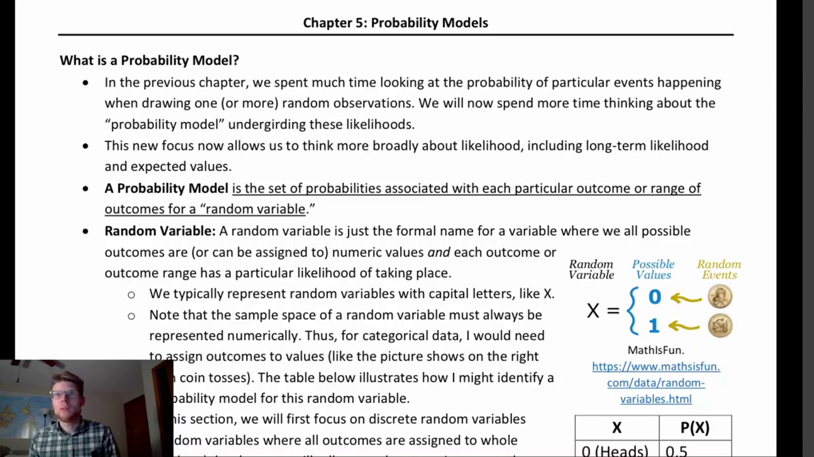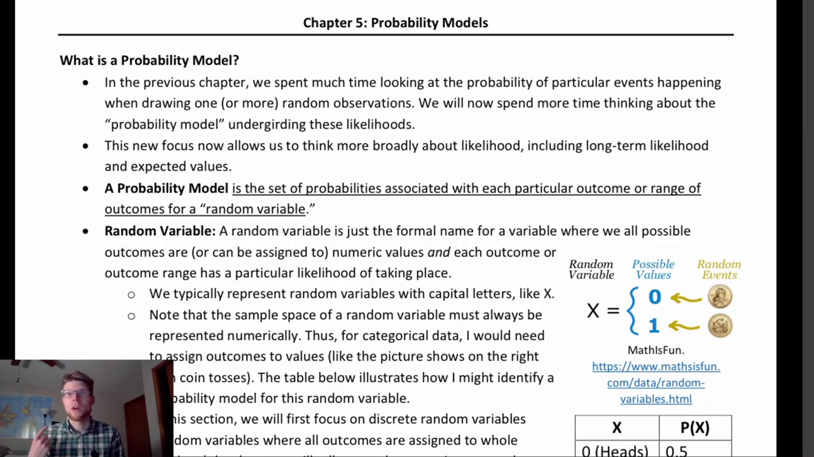So random variable is a term that we'll start to use here. We won't use it a whole lot in the class, and we're going to use a pretty informal definition, and that's just a variable where all possible outcomes can be assigned to numeric values, and each outcome or outcome range has a particular likelihood of taking place.